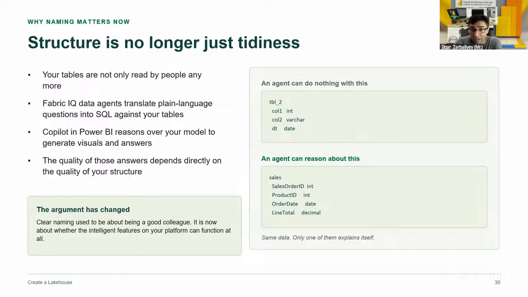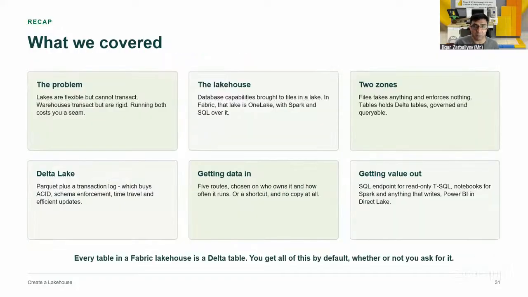The bottom one explains itself. Sales order ID, product ID, order date, line total. An agent asked what were sales last month can find its way through that. So the naming discipline that used to be about being a good colleague is now also about whether the intelligent features sitting on your platform can function at all. That's a considerably better argument for doing it properly than any I had 5 years ago.